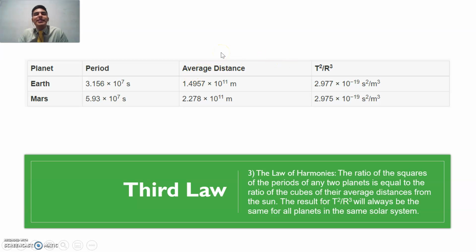So in case a scientist would want to determine, let's say, the period of another planet that is not Earth or Mars, let's say that we want to find the period of Jupiter, then they can use this mathematical equation in order to find out the period or even the average distance at which this specific planet is located. And that is part of the 3rd law.